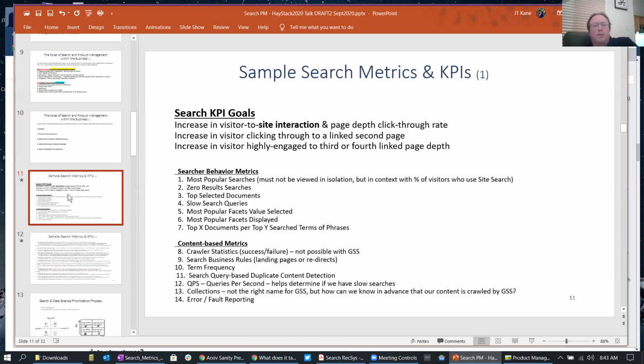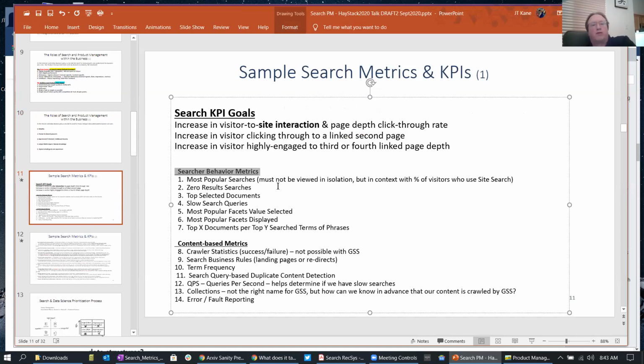So here are some rather basic KPIs that I've put together that are, I'll call them more operational, in that you have an overall goal. You want to increase visitor to site interactions. These are the general business components. And then you want to look at the searcher's behavioral metrics. What are the most popular searches, the top selected documents, most popular facets, and so on. And then you have the content.